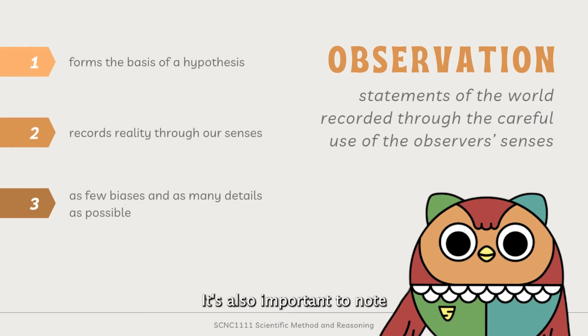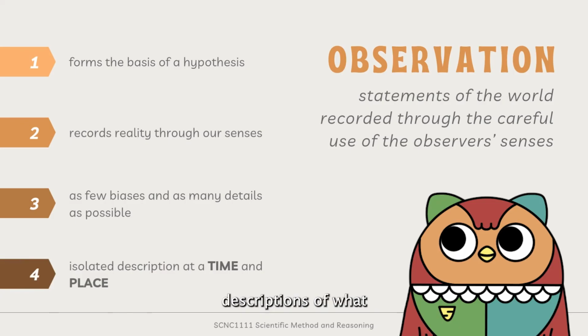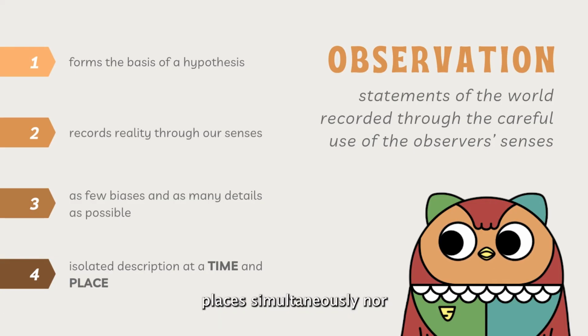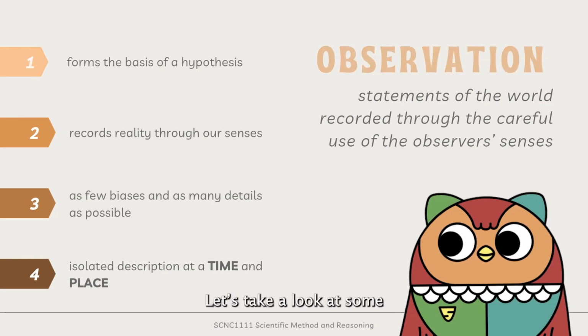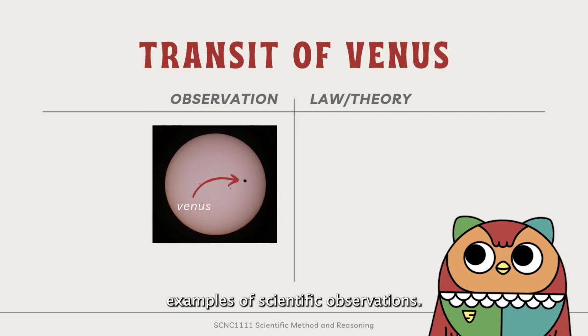Exactly. It's also important to note that observation statements are isolated descriptions of what we have observed at a particular time and place. That makes sense because as an observer, I can neither be in multiple places simultaneously nor observe a phenomenon forever. Let's take a look at some examples of scientific observations.